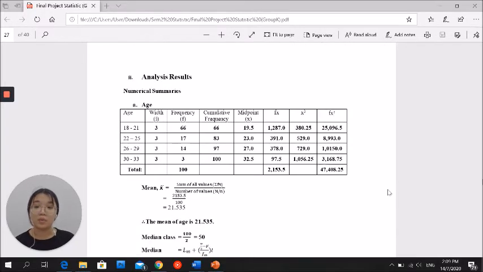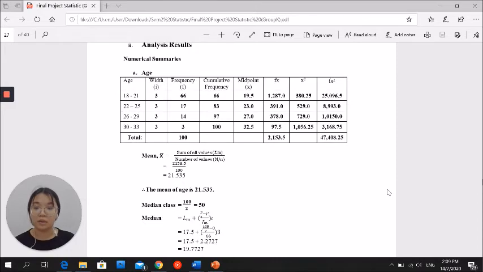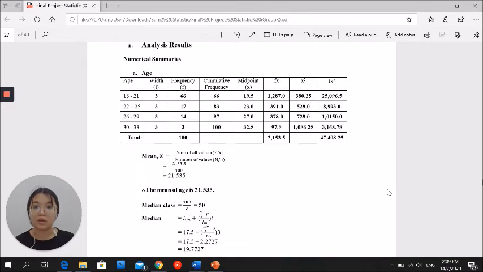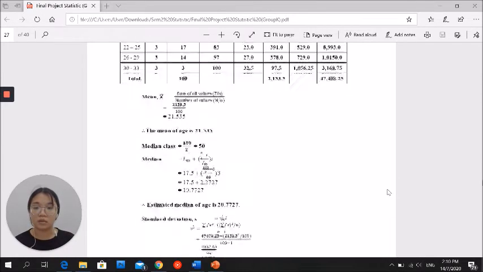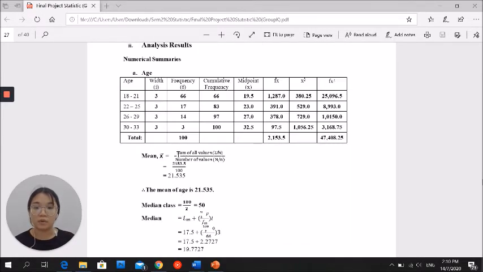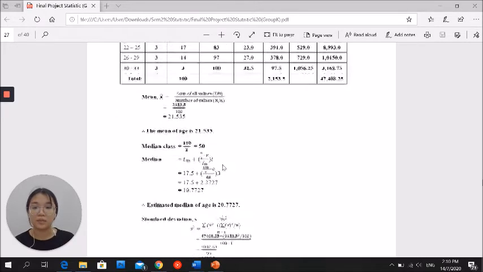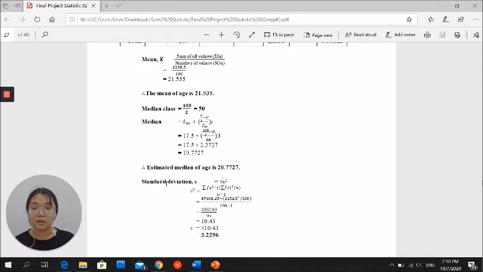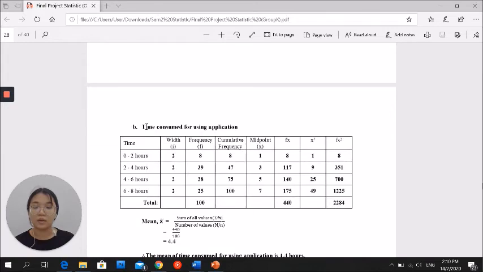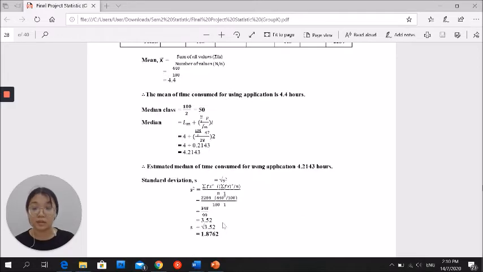Next, the data analysis result. We use numeric summaries like the mean, median, and the standard deviation. I chose the age question to calculate the mean, median, and standard deviation. For the mean, sum all values and divide by the number of values. Then the median class and standard deviation. Another one, we use the time consumed for using applications to calculate the mean, median, and standard deviation.